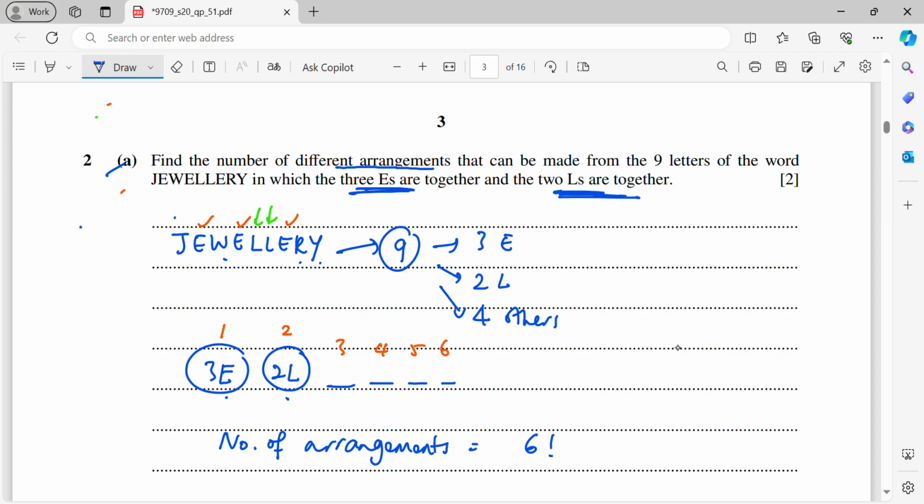And what's more, after you group the 3 E's as 1 and the 2 L's as 1, you still have 4 more others. That means in general, out of these 6 letters, all of them are different letters. Therefore, the working is just 6 factorial, and at last you will be getting 720.